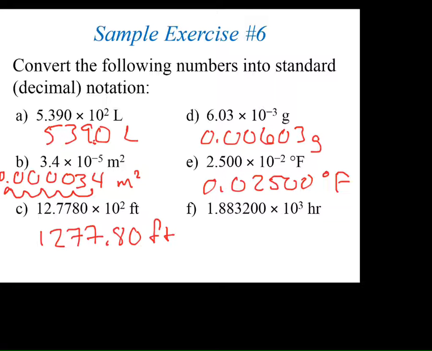And then this one, times 10 to the third. So 1, 2, 3, 4, 5, 6, 7 sig figs to begin with. So I better still have 7 sig figs when I get done. So I'm going to move that to the right 3 places. 1883.200 hours.